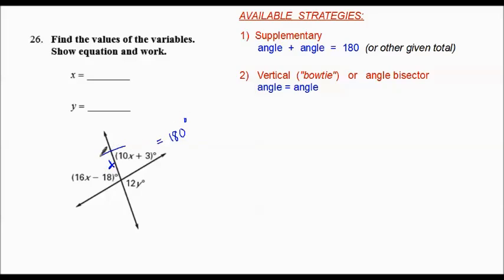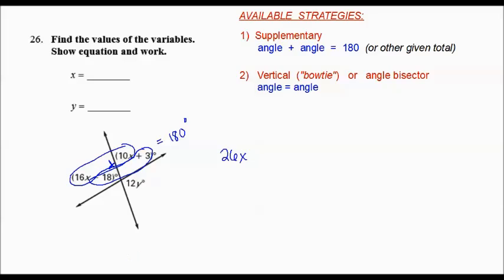So here's what I'm going to do. I'm going to add the x's. And then I'm going to add the numbers. And that's going to be my equation. 6x plus 10x is just 26x.